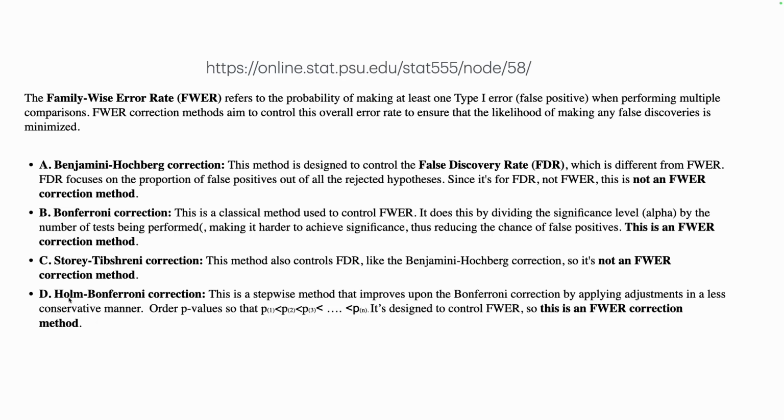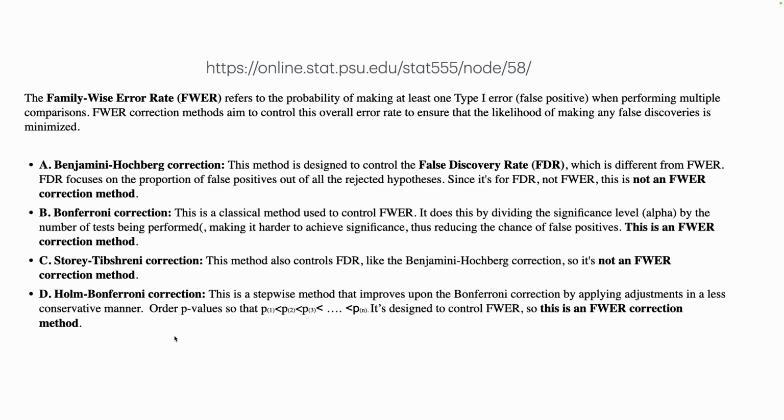The D option is Holm-Bonferroni correction. Holm-Bonferroni correction is again a modification of Bonferroni correction. In Bonferroni correction, there is an increased chance of false negatives as well, because it is a very stringent method. But the modified version, Holm-Bonferroni, improves upon the Bonferroni correction by applying the adjustment in a less conservative manner. It means it is comparatively less stringent than Bonferroni.